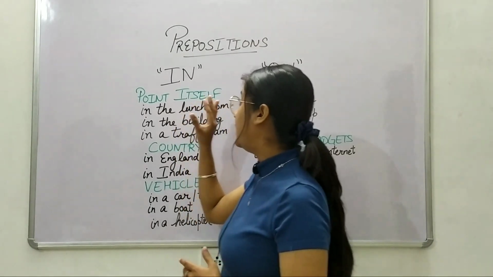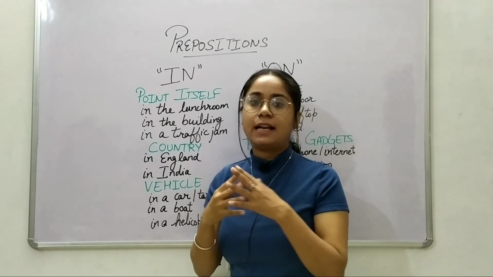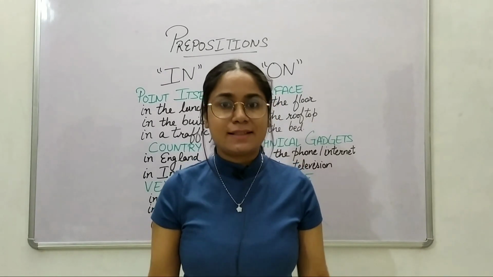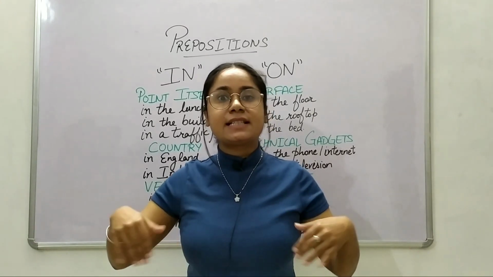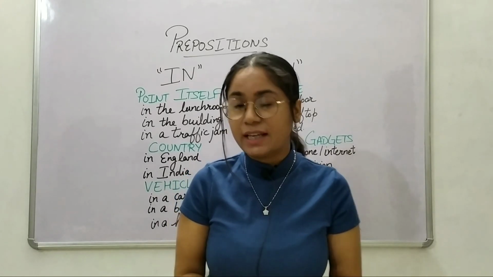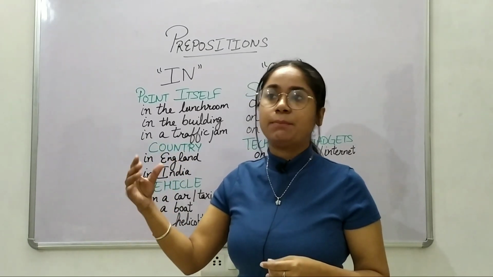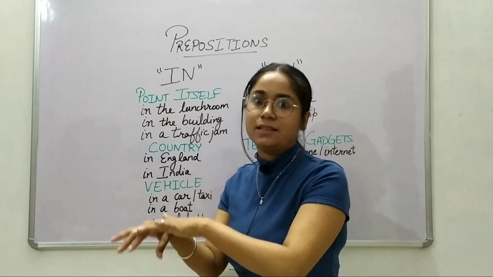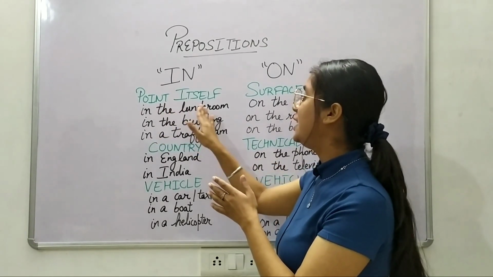Well, most of the time in is used when something is pointing to itself. For instance, I am making this video in a study room. I am recording this video in my house. So, what is happening here? This space, this area, or this volume is pointing to itself. So, we usually use in when the particular space has some area or volume, and something can be in it. All right. So we have some examples here, like in the lunchroom.